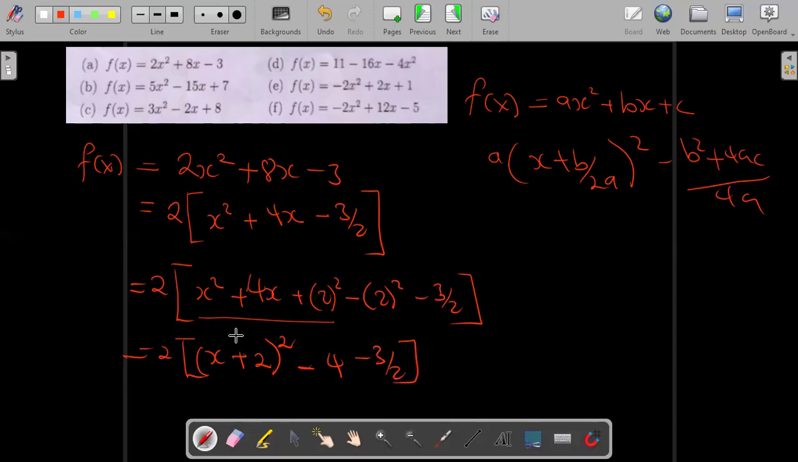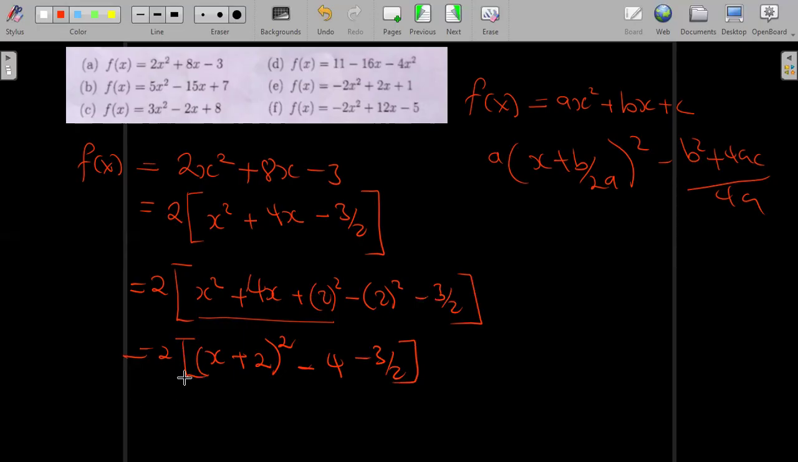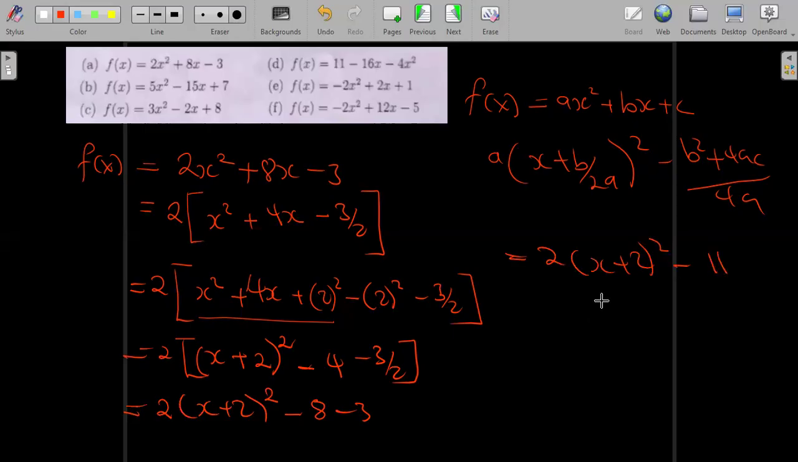Over 2. Okay, so from there, you multiply 2(x + 2) squared, and you can multiply this 2 by the 4, you get negative 8. Multiply the 2 by 3 over 2, you get negative 3. And this will just simplify to be equal to 2(x + 2) squared. Then you just add these two, you get negative 11. So you have factorized it completely.